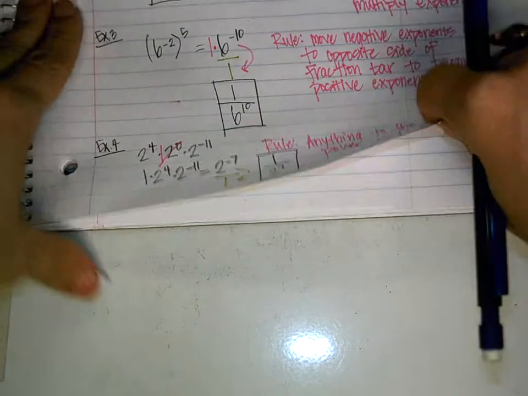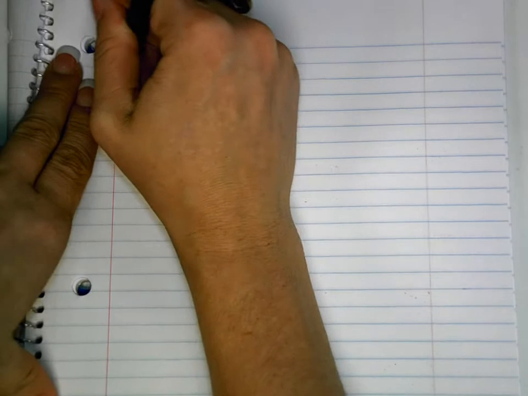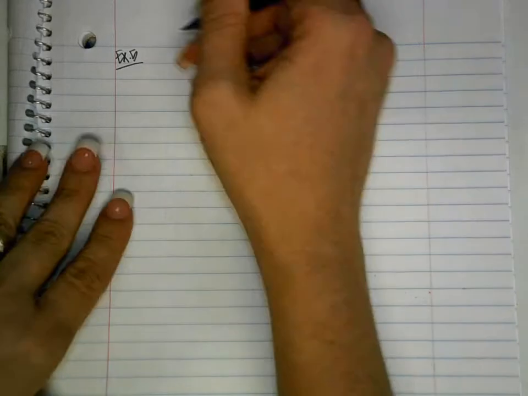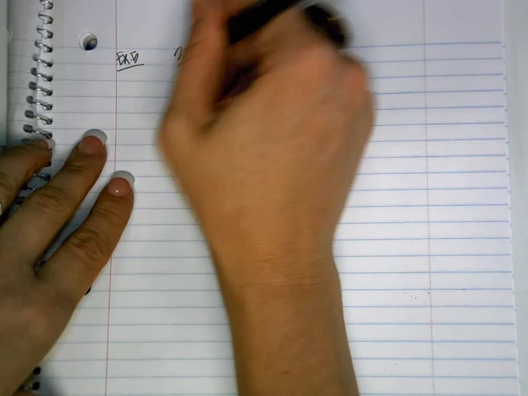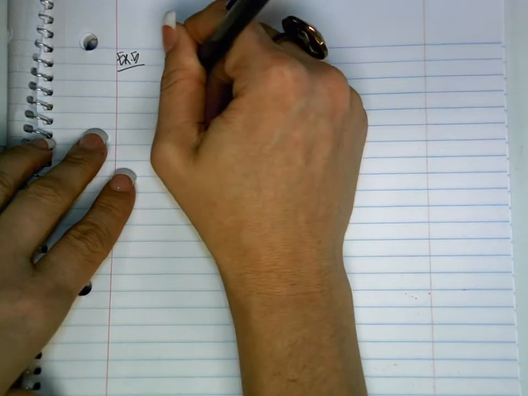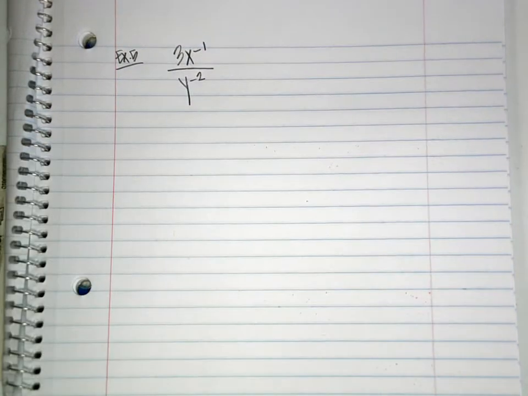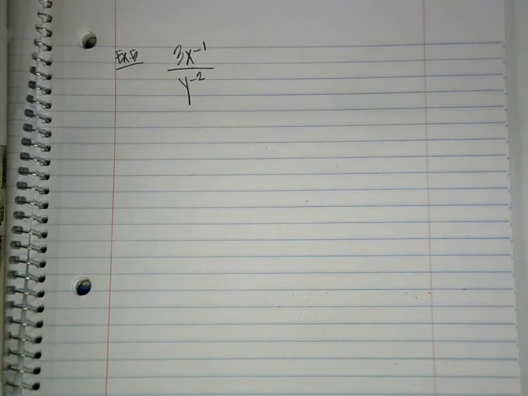Okay, let's try a couple more for number 5. Again, we just want to simplify. So simplify for number 5. If I give you 3x to the negative 1 over y to the negative 2.